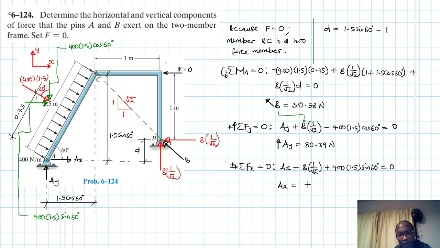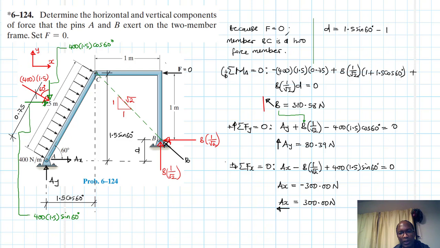So this one we get a minus 300 point 00 newtons. So this is 310.58 minus 310.58 divided by root of 2 plus 400 by 1.5 sine 60. So this becomes a 300 the other direction. We can also write this as equal to just 300, and it's going in that direction. We had assumed in this direction, but it's going in this direction like this. Alright, so this is about it.